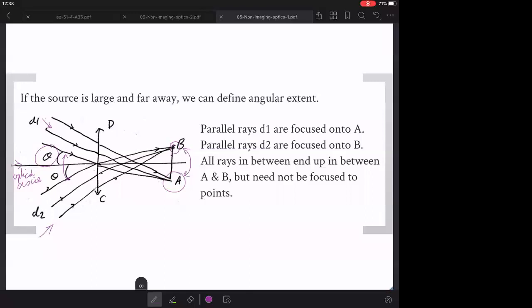Again, what we're trying to say is that if you take the edge ray from the sun and focus it to A, and the opposite edge ray from the sun and focus it to B, then all the rays in between must go in between. So the power from the sun can now be concentrated onto a solar cell, for example. Okay, so that's the idea. So this is the so-called edge ray principle.